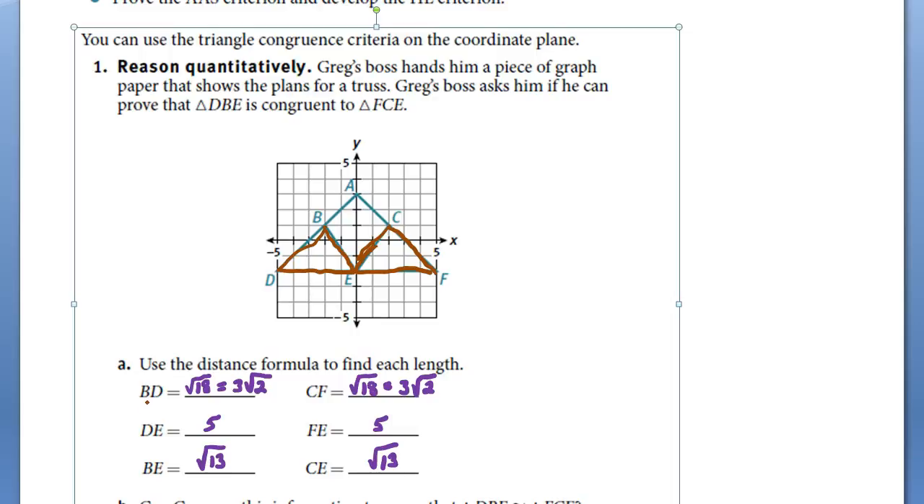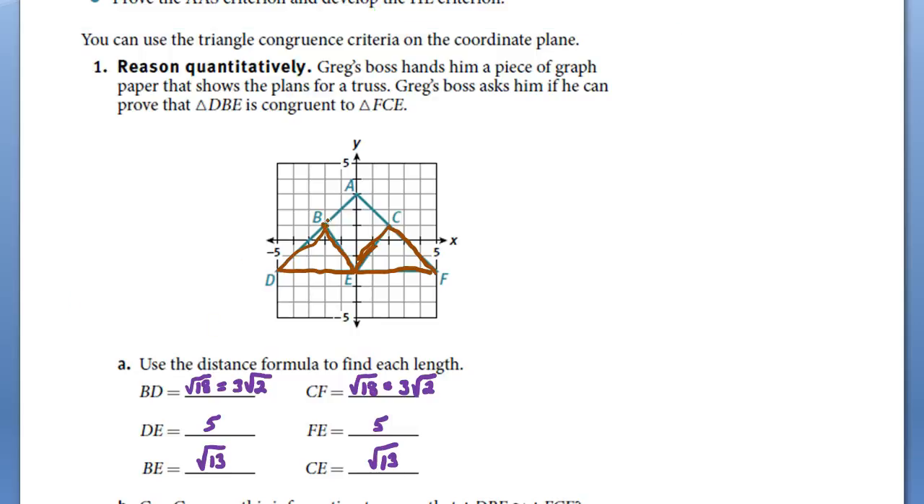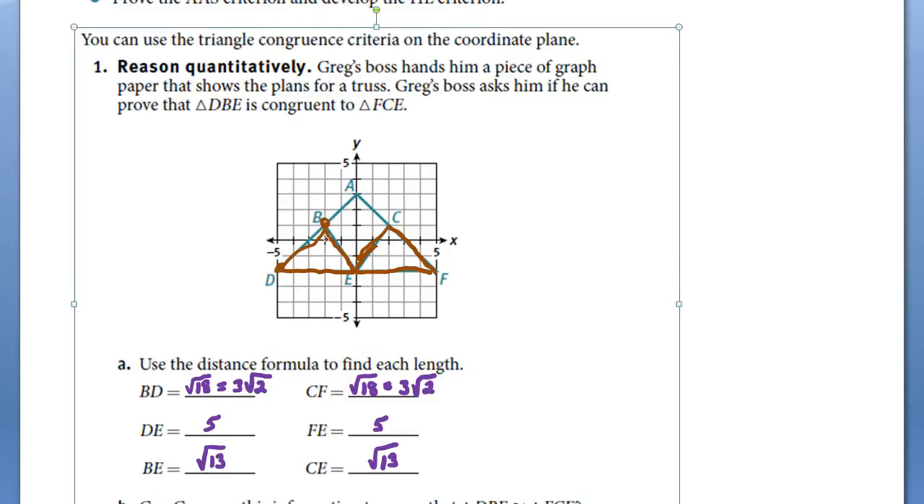So question B, let's find BD. So the distance between B and D. Horizontally, that's 3, and vertically, that's 3. So with the Pythagorean theorem, we do 3 squared plus 3 squared is 18, and then a square root. So the answer is the square root of 18. Let's find DE. So that's just straight across here, and that's just a matter of counting the units. 1, 2, 3, 4, 5. That's 5. BE, with the Pythagorean theorem, is the square root of 13.